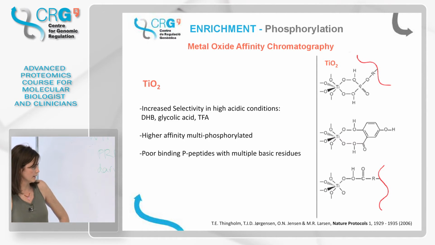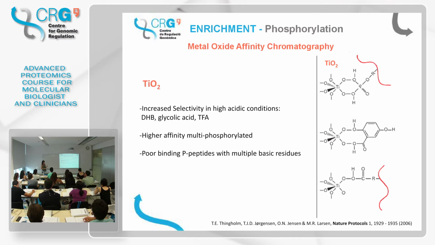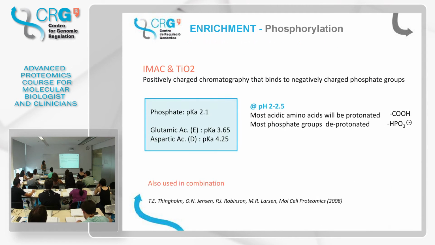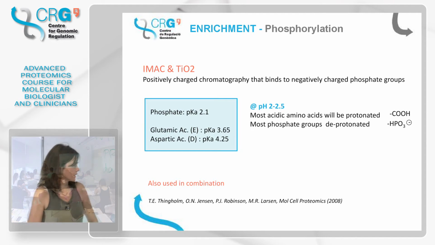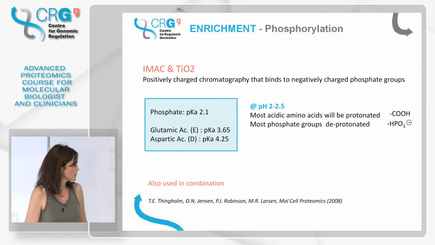Okay, the selectivity is increased when we work with very highly acidic conditions. Again, there is a higher affinity for multiphosphorylated peptides, and sometimes with peptides with multiple basic residues, we find that they have poor binding. Okay, so just to sum up, these are the two mainly used ways of enriching for phosphopeptides, which is basically a positive charge chromatography that binds to negatively charged phosphate groups.